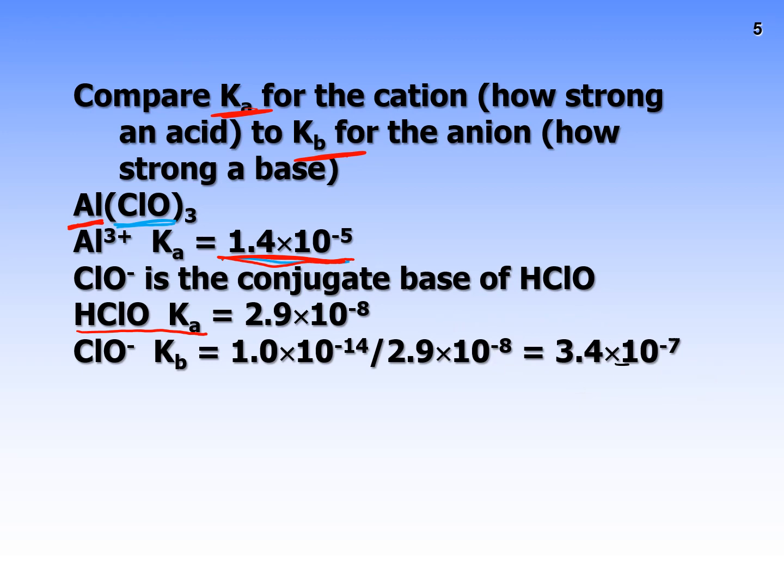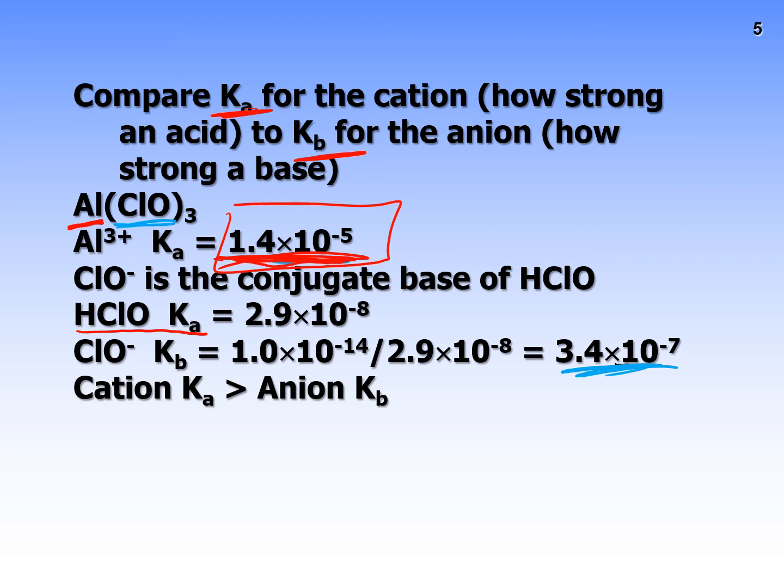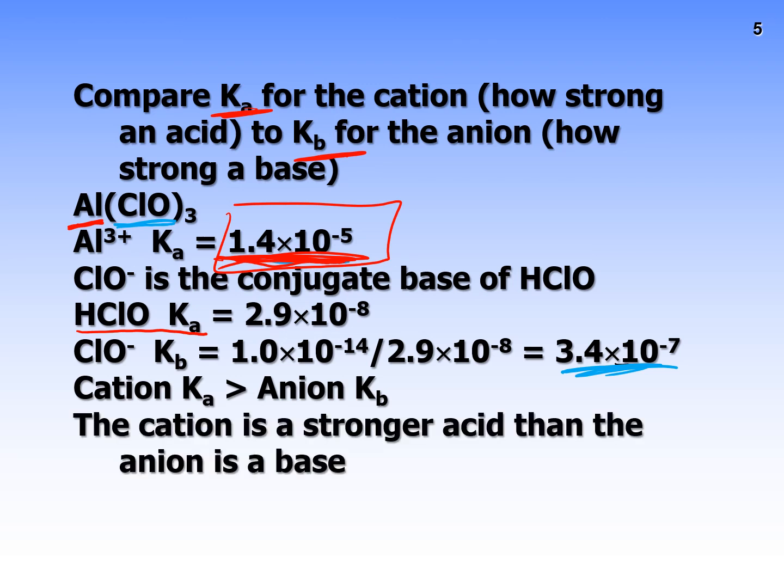I can then compare my Kb value to my Ka value and see which one's bigger. In this case, we see that the Ka is the larger of the two. 1.4 times 10 to the negative 5 is larger than 3.4 times 10 to the negative 7. So our Ka is stronger. This means if I dissolve this salt in solution, we're going to get an acidic solution.